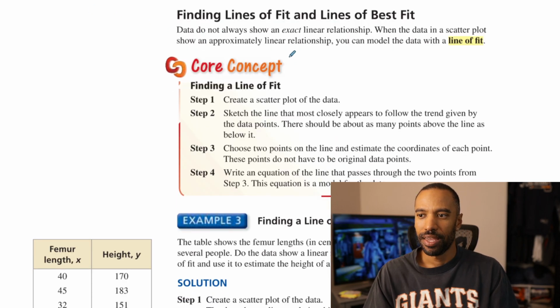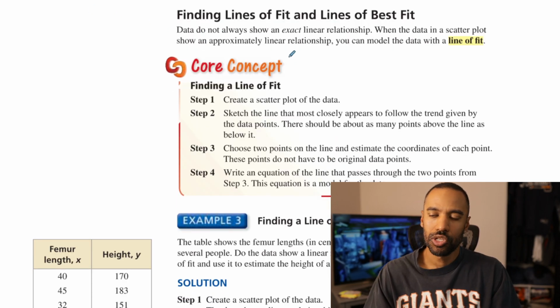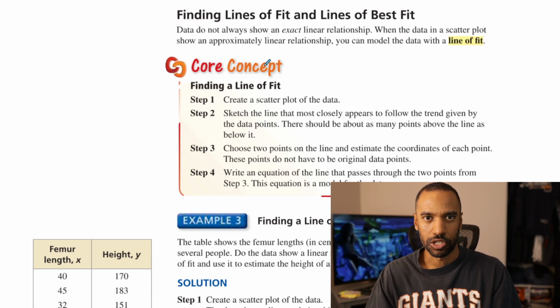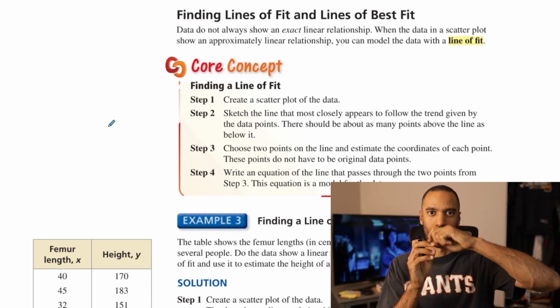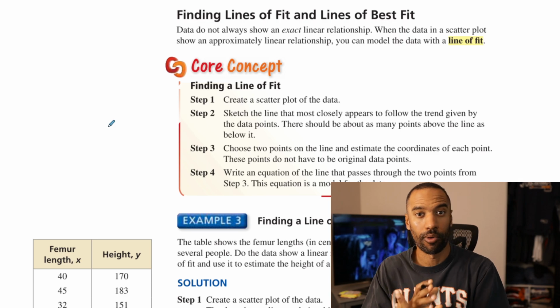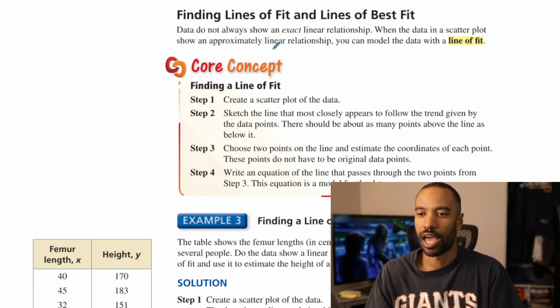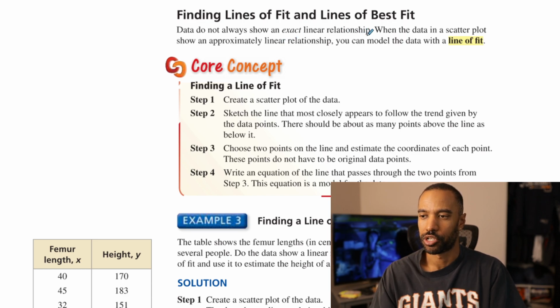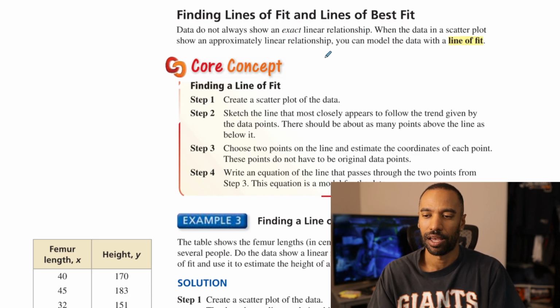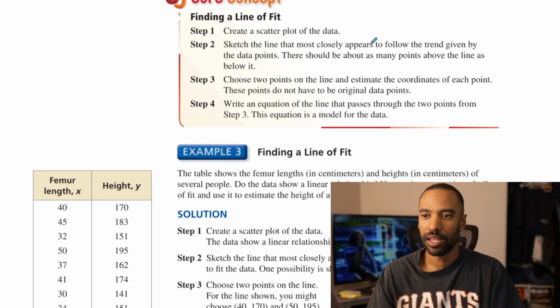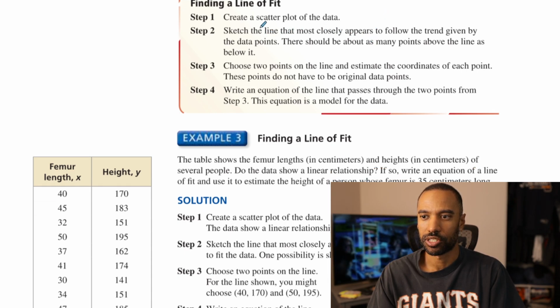Okay, finding lines of fit and lines of best fit. Data do not always show an exact linear relationship, meaning an exact point, rise, run, you get this point, rise, run. Not all points are always on the line for all data. When the data in a scatter plot show an approximately linear relationship, you can model the data with a line of fit. So creating a line of fit means, step 1, create a scatter plot of the data.